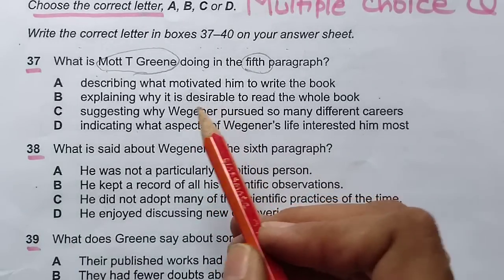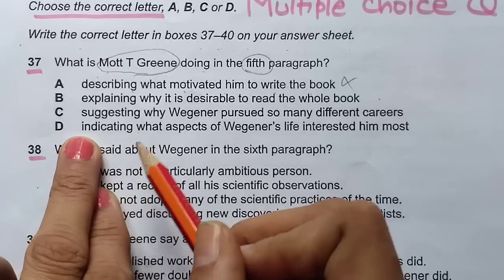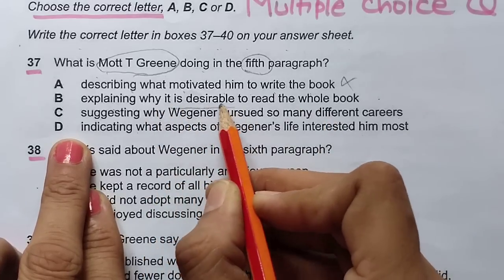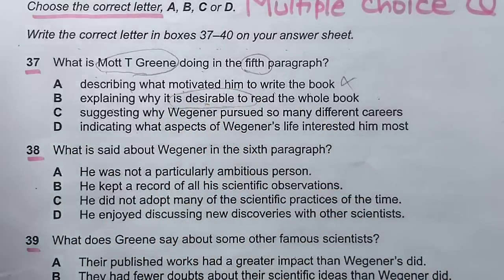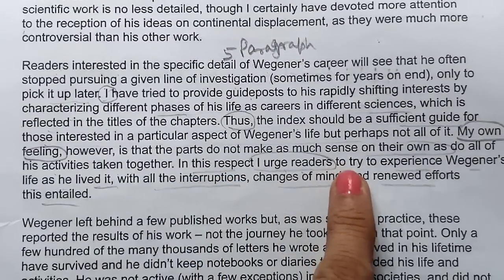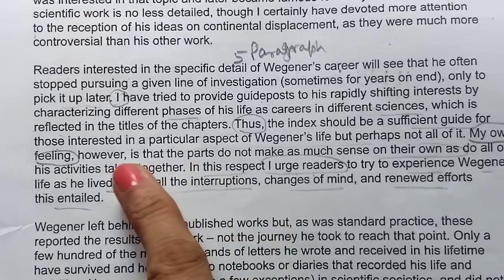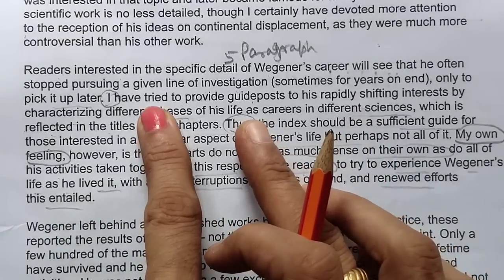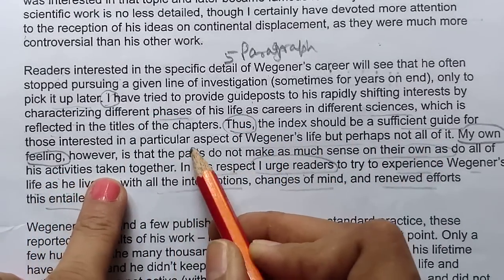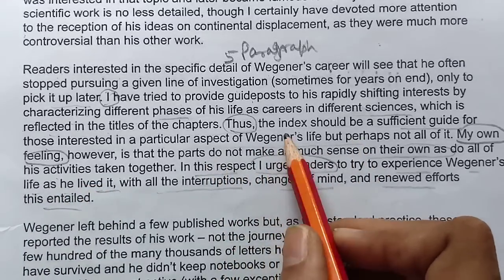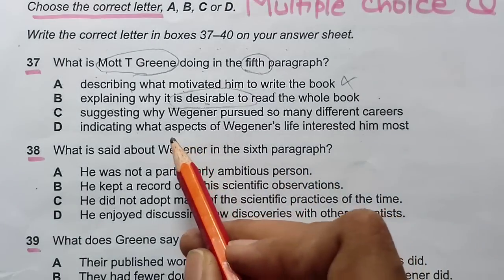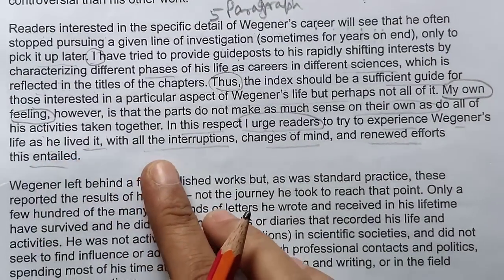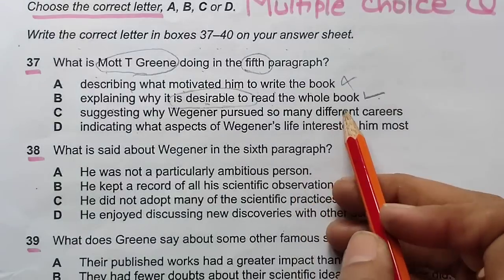Let's eliminate unnecessary options. Describing what motivated him to write the book, no. In fact, Wagner had written the book. Explaining why it is desirable to read the whole book. Yes, it is desirable to read the whole book. So yes, last line he was saying this. You can see this. I urge readers to try to experience Wagner's life as he lived it. And everything he is talking about, Wagner's writing and all. Interruptions, changes of mind, renewed efforts this entailed. And the index should be a sufficient guide for those interested in a particular aspect of this. So it means he is talking about reading the book. At the end also he is saying, explaining why it is desirable to read the whole book. Because here he has given everything, as he lived with all the interruptions, changes of mind, renewed efforts this entailed. That's why I will select this.